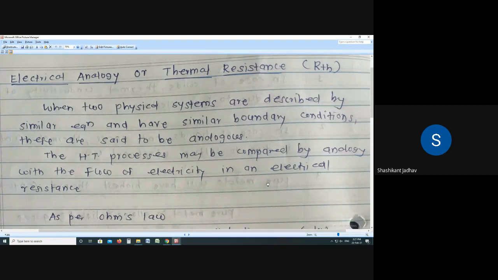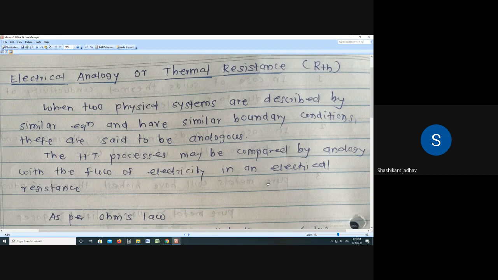But what about the resistance? Resistance opposes the current. Means if resistance increases, then the current will reduce. So this is one physical system we have considered, that is the electrical system. Now our aim is to compare this electrical system with the heat transfer system.